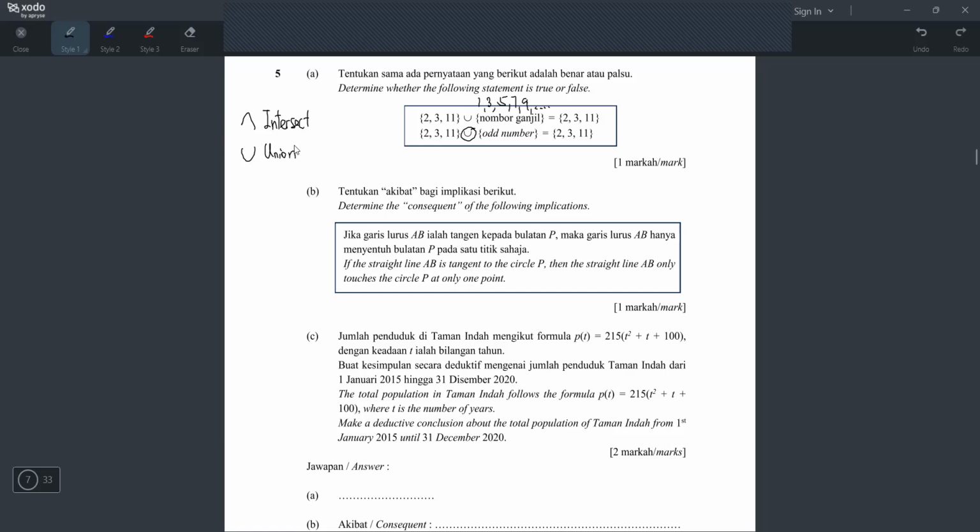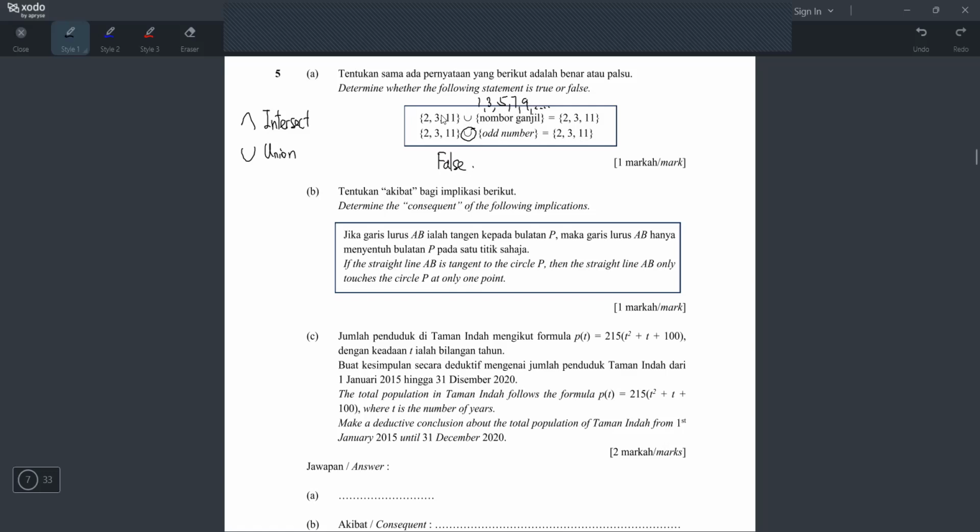Okay, union means what? Ambil semua. Intersect means ambil yang repeat saja. Intersect means ambil yang silang saja, yang sama. Union means ambil semua. So 2, 3, 11 union all the odd numbers will be what? Ambil semua. So the answer will be 2, 3, 11, 1, 5, 7, 9, and so on. But they write the answer here is 2, 3, 11. So this is definitely a false statement.